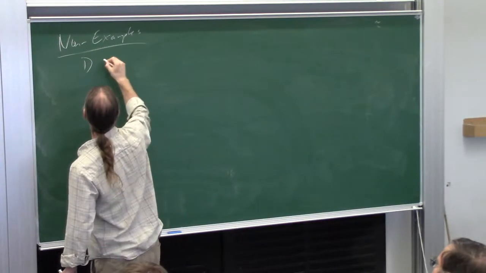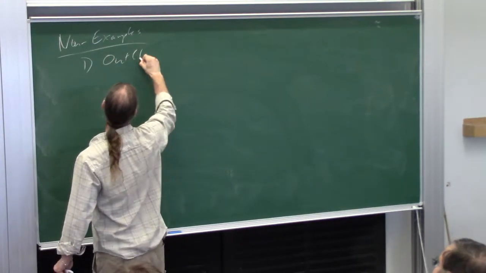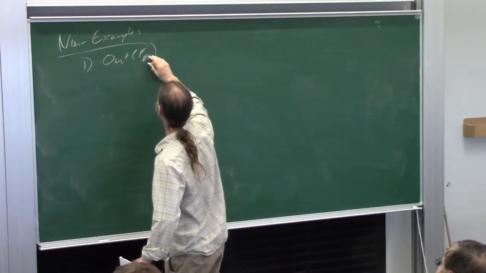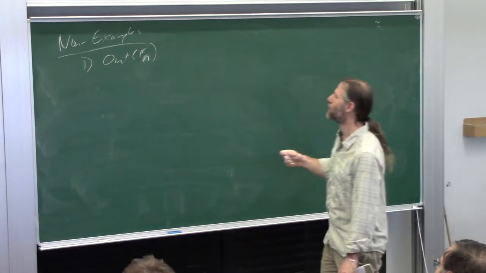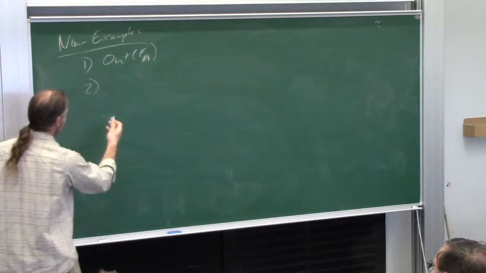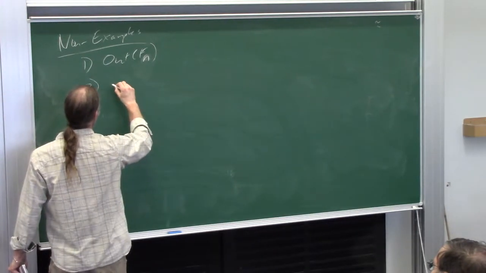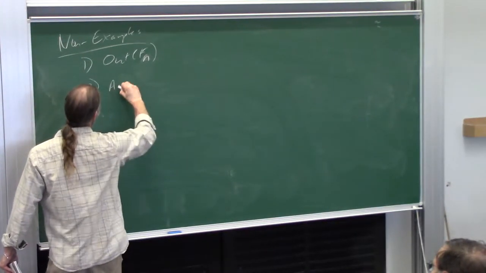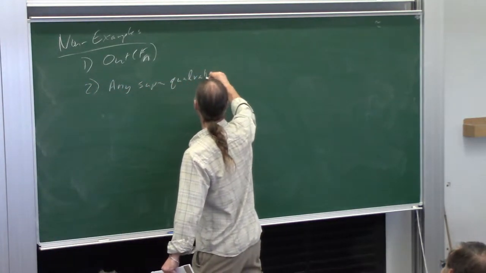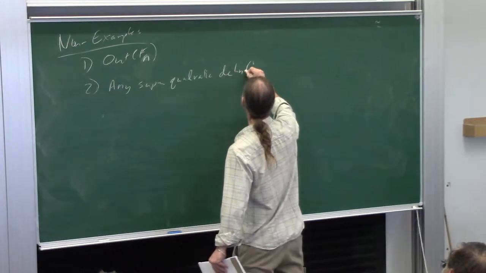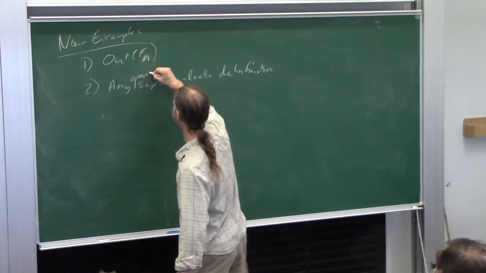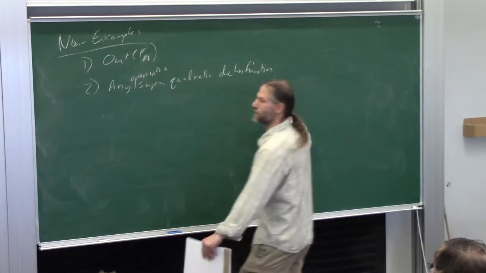Out(Fn), as long as n is bigger than 2, except for n equals 2. So that's a non-example, and the reason is that there's a more general obstruction, which is that any group with a super quadratic Dehn function is ruled out.